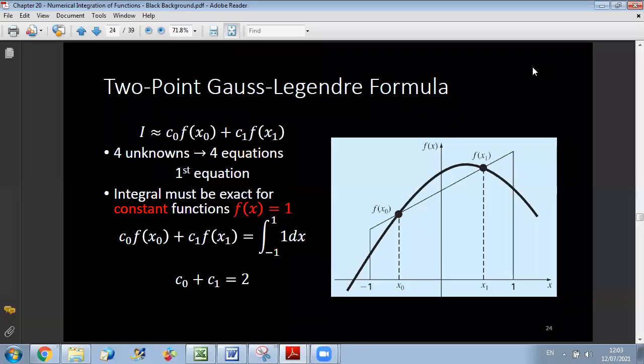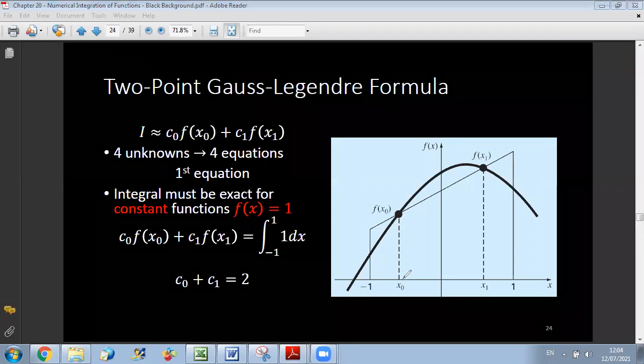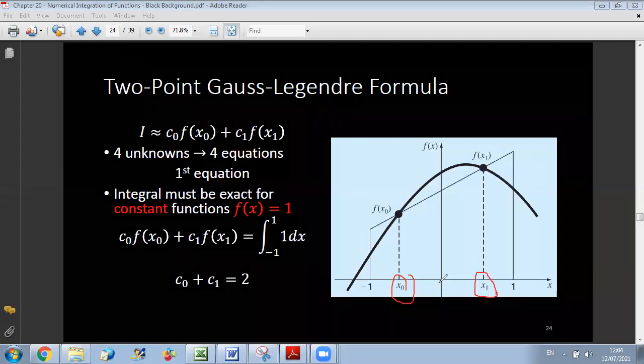Okay, so last time we introduced the 2-point Gauss-Legendre formula, and we said that it will present the advantage of selection of the 2 points x0, x1 different than the ends of the trapezoid, which will give us a higher order of accuracy for the computation of the integral. Why? Because if we have the freedom to choose these 2 points, x0 and x1, and determine their locations, then we will end up with 4 unknowns instead of 2.